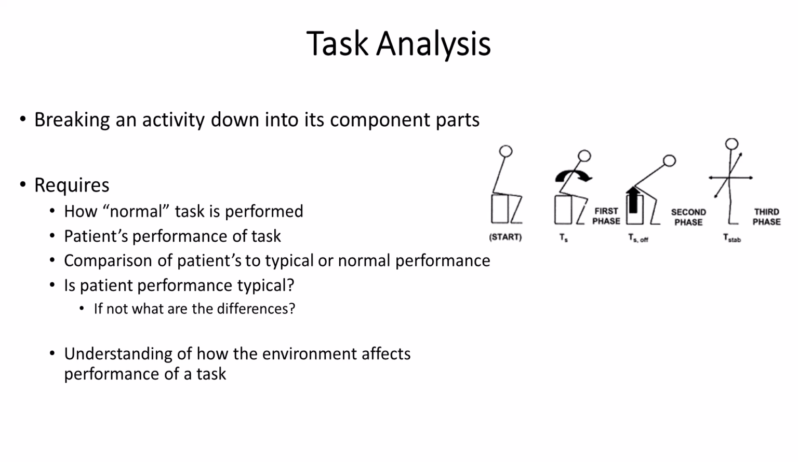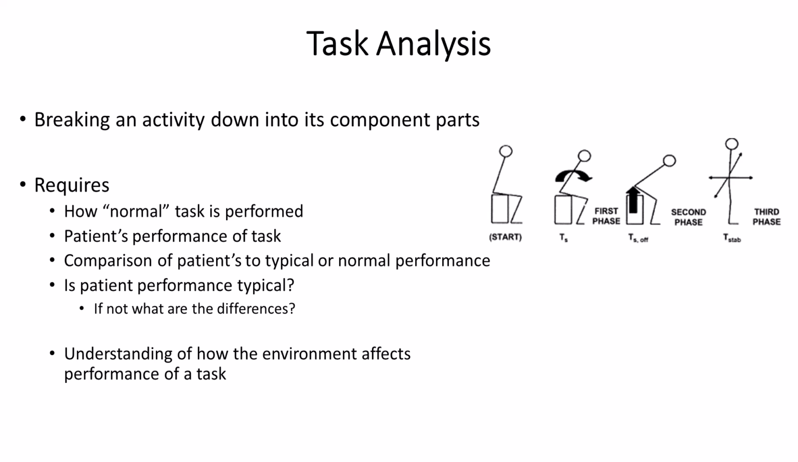And it requires knowledge of how a normal task is performed. So if you have a patient who you're watching do a task, let's say go from sit to stand, you should have a pretty good feel or some idea of what it looks like for a person without neurological injury to go from sit to stand. Then you also have to be able to examine the patient's performance. So how does your patient go from sit to stand? And then you need to be able to compare and contrast the patient's performance to the typical performance, or a performance of a person without neurological injury.